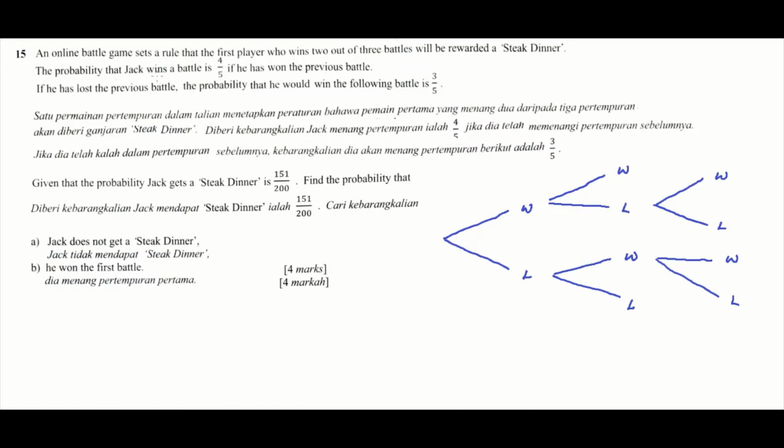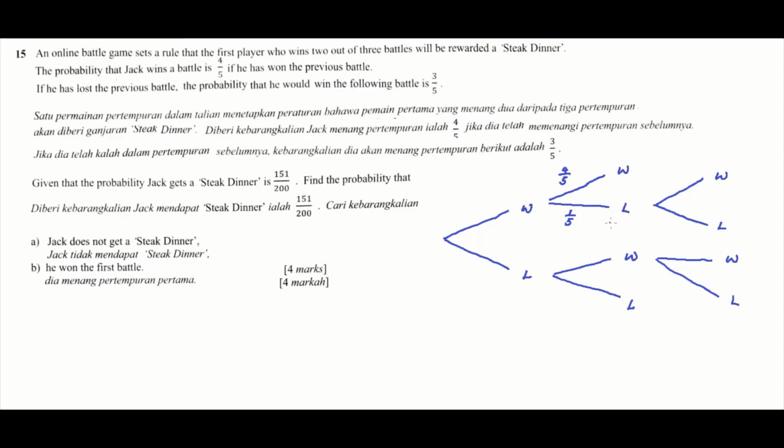So we can try to write down the probabilities. The probability for Jack to win a battle is 4 over 5 if he has won the previous battle. So if he wins here, the probability for him to win the next one is 4 over 5. In the other case, for him to lose after he wins is going to be 1 over 5. Is that okay?